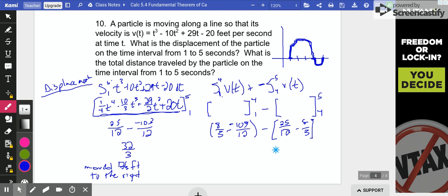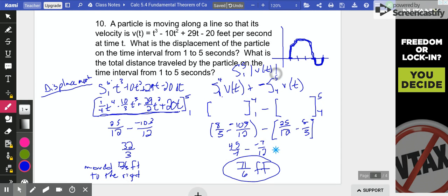Again, I'll let you do the arithmetic on all of that, but this turns out to be 45/4 minus negative 7/12, which turns out to be 71/6 feet. Okay, so this is the total distance traveled, because basically what we did is we took from 1 to 5 the absolute value of that velocity. So that obviously needs to be more than our answer over here. Okay, so that is displacement, and this was total distance.